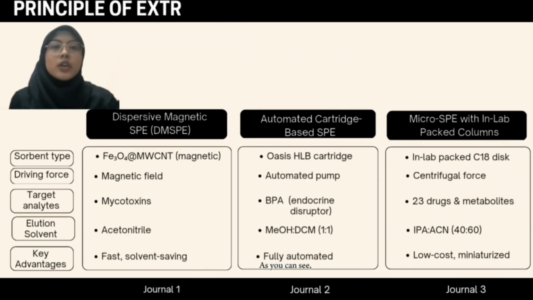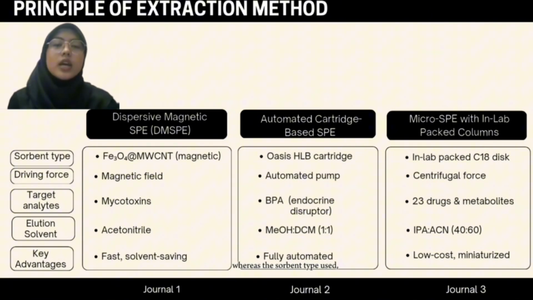As you can see, this is the comparison between the 3 journal principles, covering the sorbent type used, driving force, target analyte, elution solvent, and key advantage. In journal 1, the sorbent used was magnetic, the analyte is mycotoxins, and the elution solvent was acetonitrile. The key advantages of the dispersive magnetic SPE extraction method are that it is fast and solvent saving.